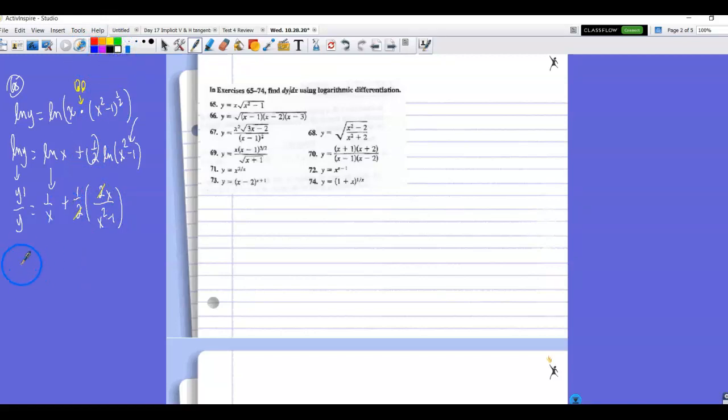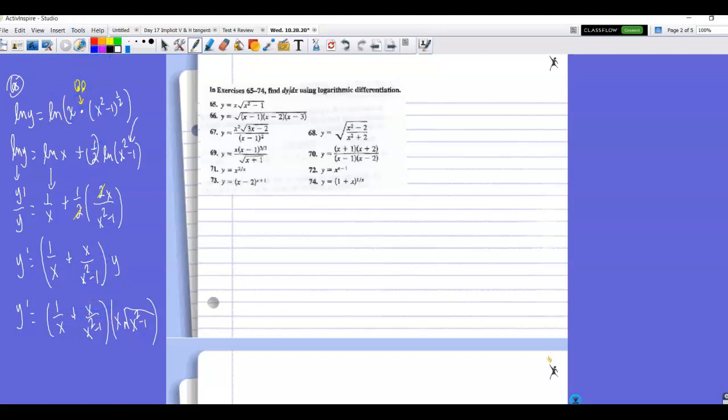Next step, I'm going to get y prime by itself. So y prime is equal to 1 over x plus x over x squared minus 1, multiplying the y to the right-hand side. And then the last step is to resubstitute the original function. So x over x squared minus 1 times y, which is x times the square root of x squared minus 1. Now, if you decide to go to the solutions manual, I assure you that it's going to clean up a whole lot more than I did, but this is perfectly fine.